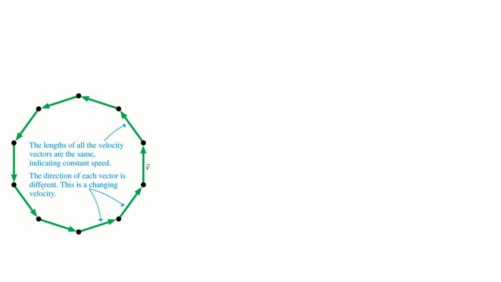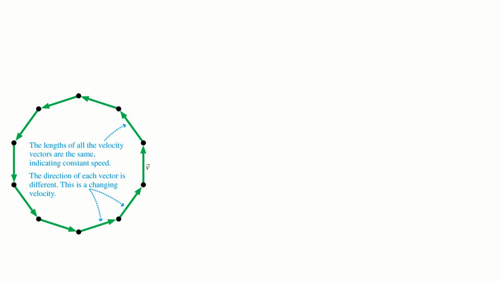Now one thing that we have to be careful with here is remember position, velocity, and acceleration are vectors. They have magnitude and direction. So just because an object is moving at a constant speed does not mean it has a constant velocity. And this is one of those cases where our velocity is changing, right? The direction that that object's moving is different as it goes around that circle. That is a change in velocity.